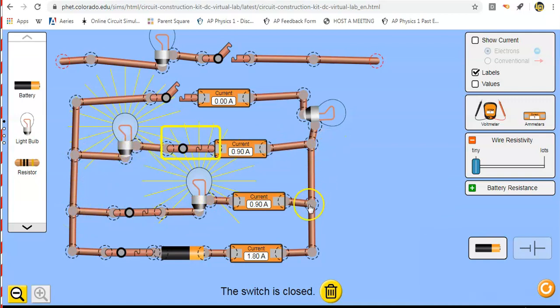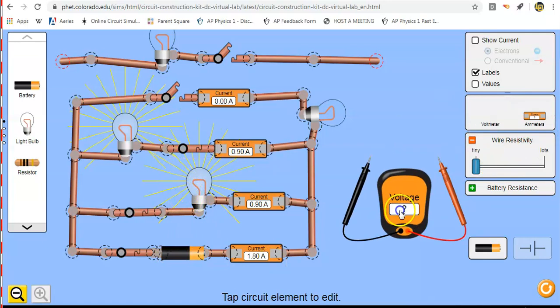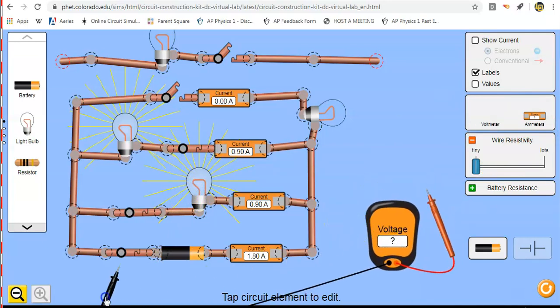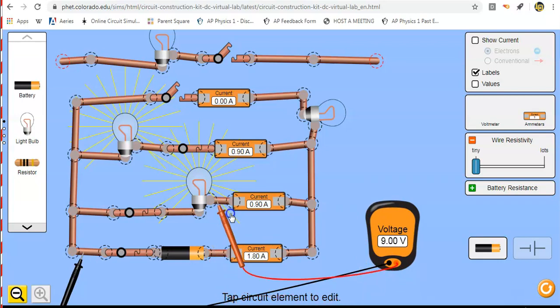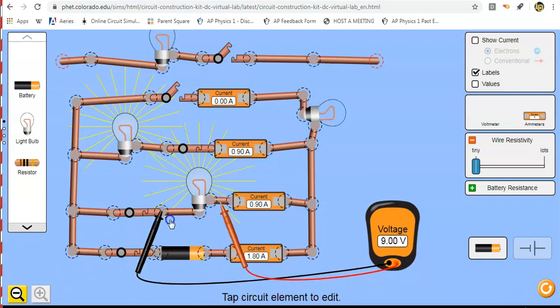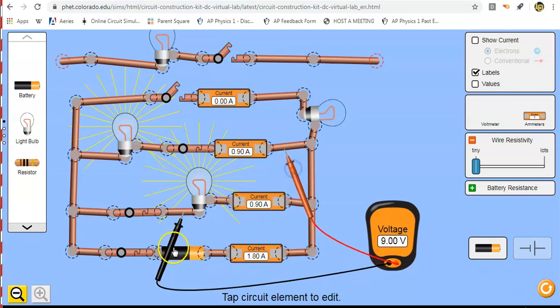This is connected over here, and so is this. In fact, both of these are not only in parallel with each other, they're in parallel with the battery, so they should get all of the voltage. And the voltage, I believe, is still 9 volts across our battery. So if we go in here, yep, 9 volts. And each one of these will get 9 volts.